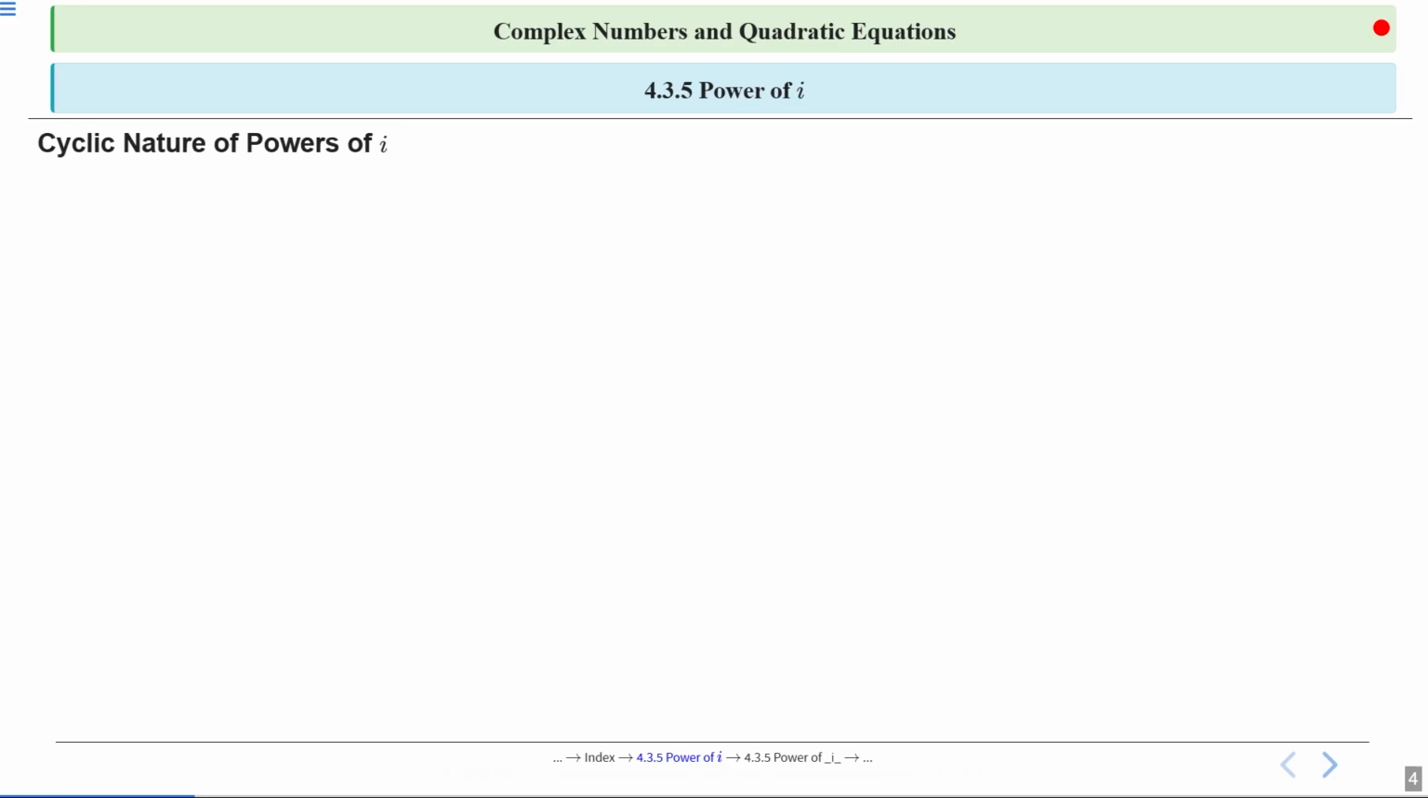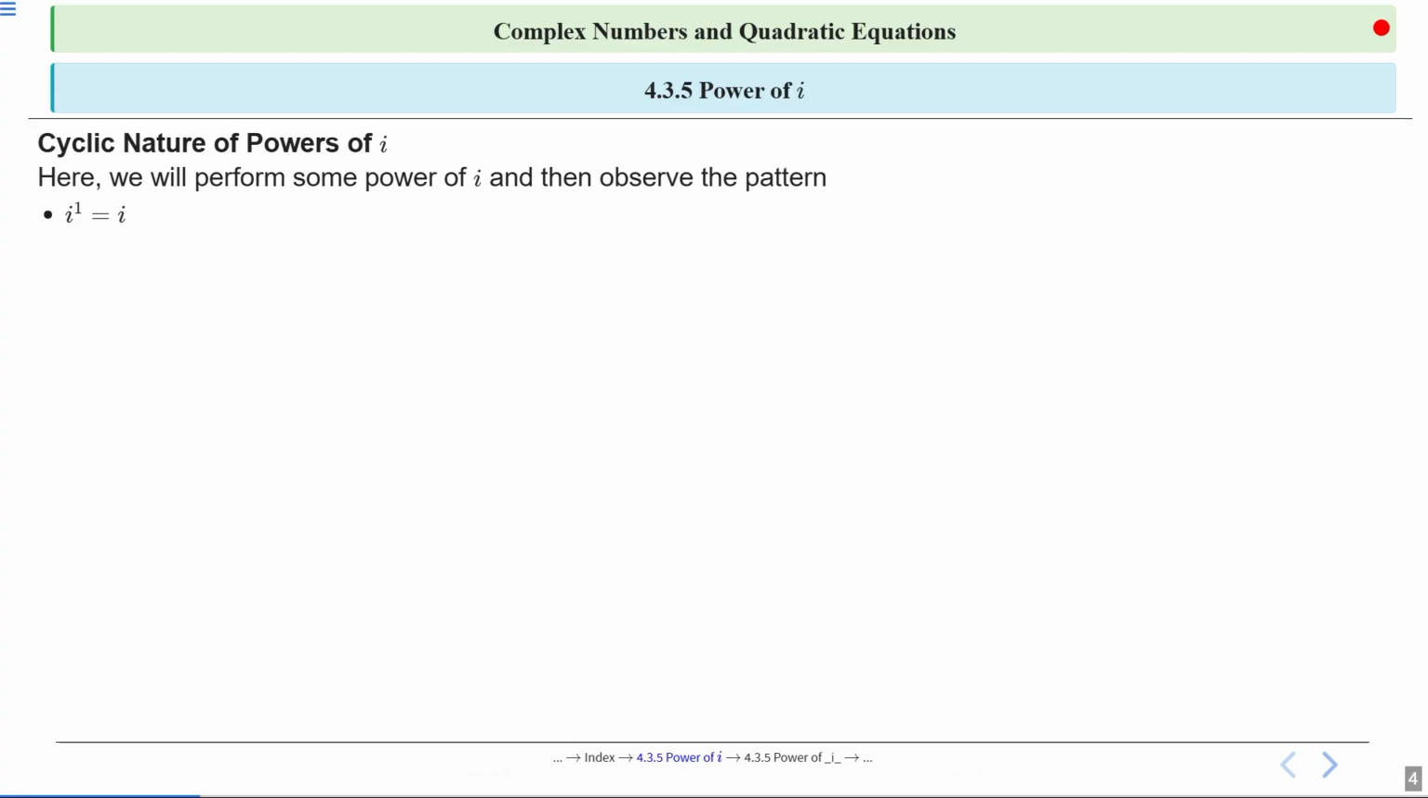So let's look at the first topic of this lecture, that is the power of iota. We are now going to explore the cyclic nature of the powers of iota, where iota is the imaginary unit defined as the square root of -1. So we will look at how the powers of iota repeat periodically.